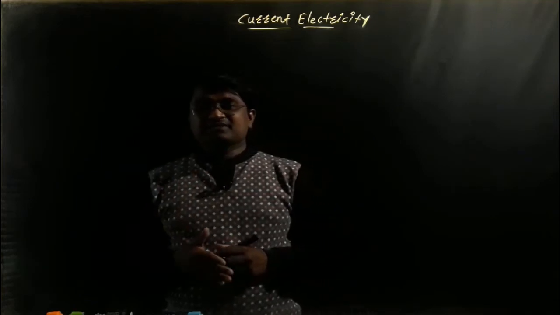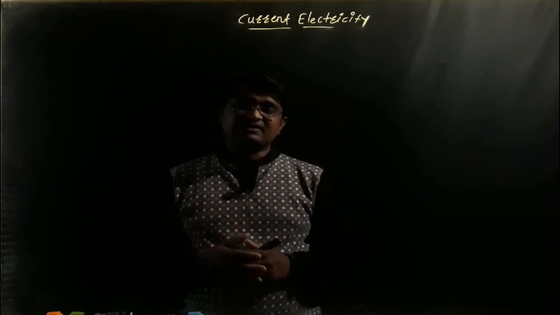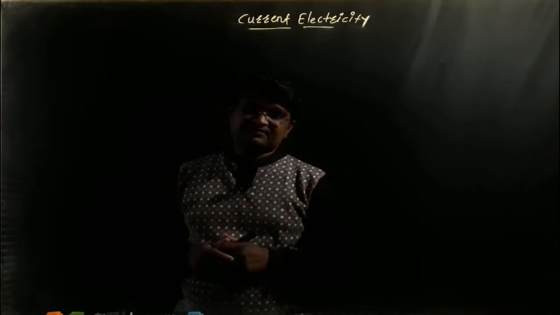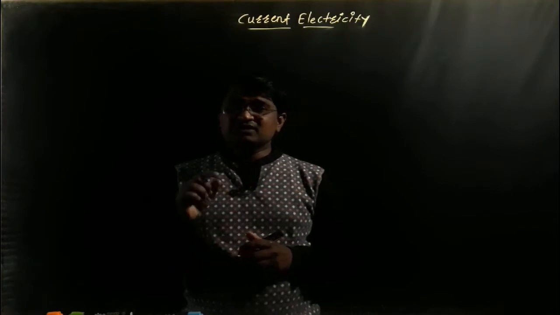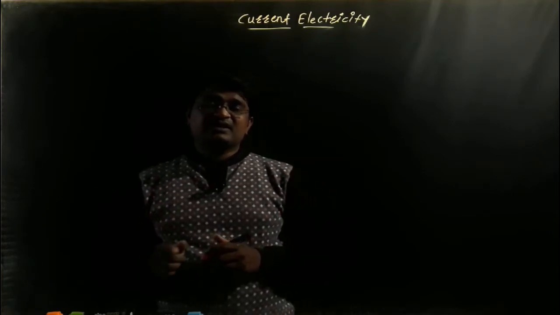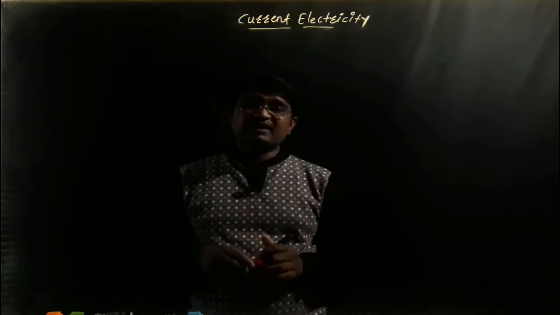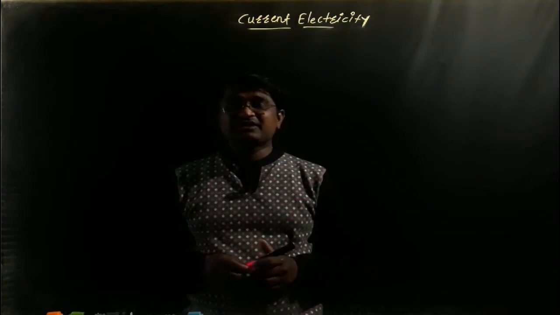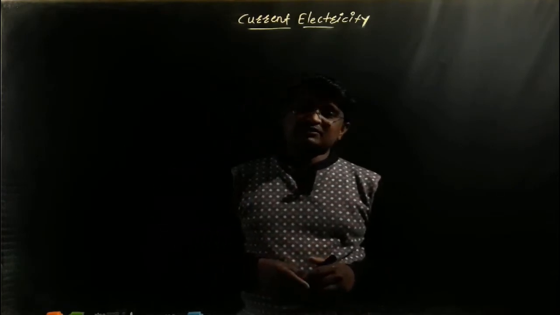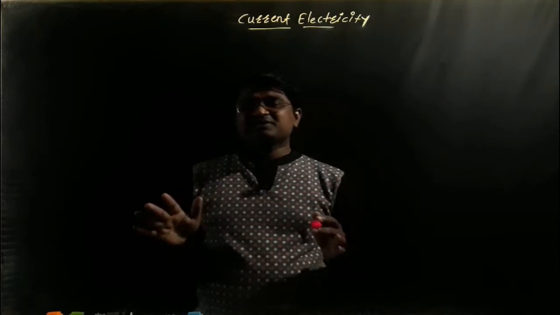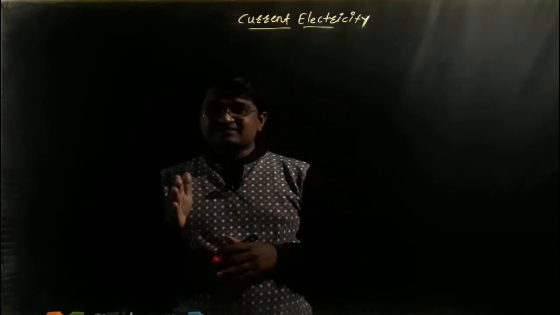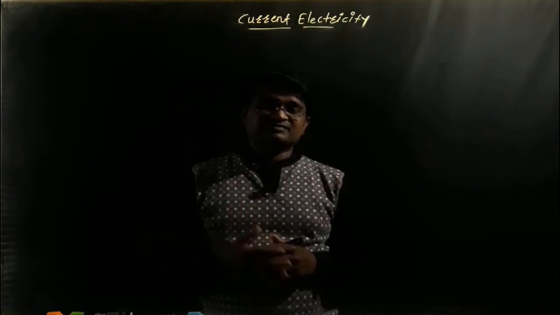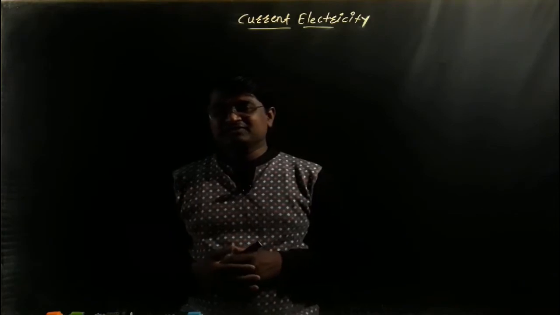After that, a cell of EMF E, a key, and a rheostat are connected in series between the points A and C. The unknown resistance is connected in the left gap and the resistance box in the right gap. The central tab, point B, is connected to the galvanometer, and the other end of the galvanometer is connected to the jockey. That is the very simple arrangement we discussed in the previous lecture, the circuit diagram of the meter bridge, with which we find the unknown resistance.